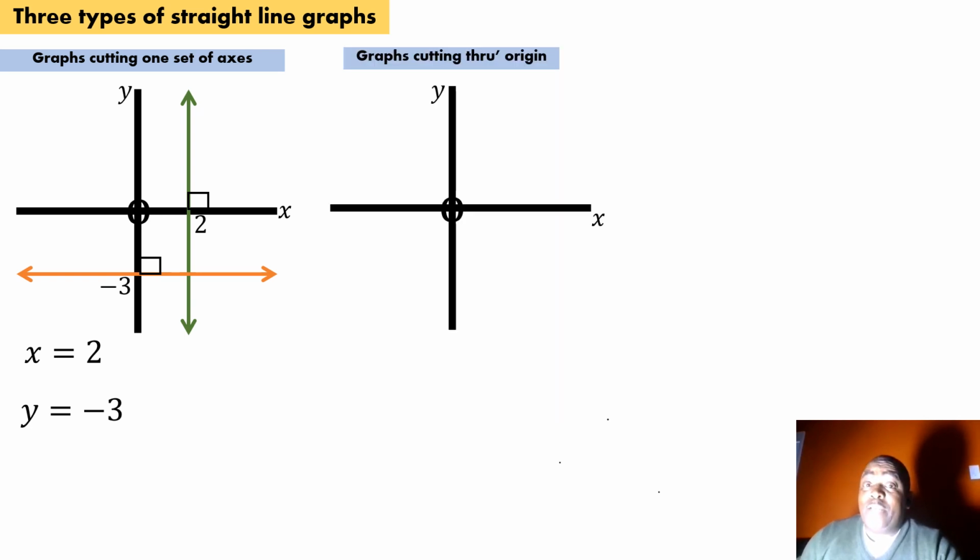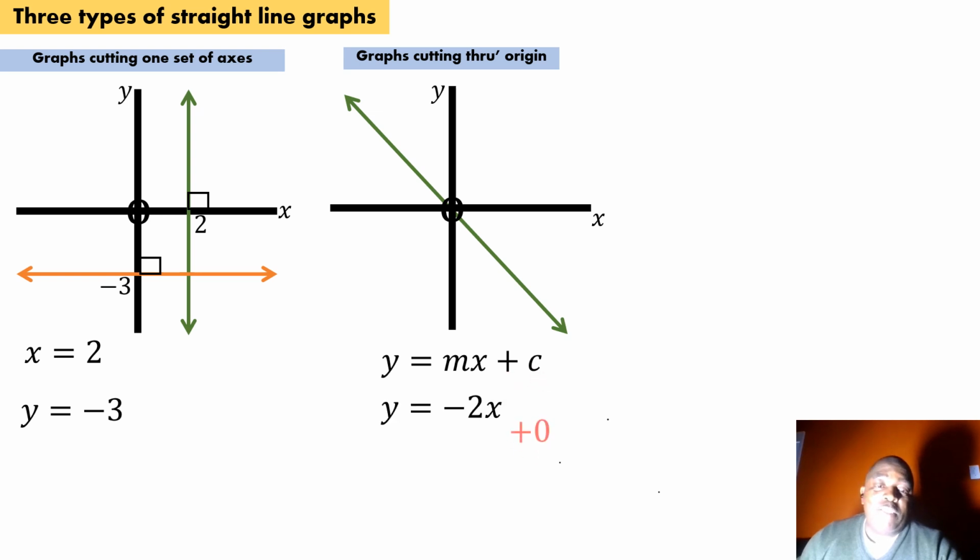Then you've got graphs that cut through the origin. Now here you will see the equations have both the x and the y terms because the graph is cutting both the x and the y-axis. But because the graph is cutting through the origin, the value for c, which is your y-intercept in the standard form, is 0. So that graph has not shifted away from the origin, and when you look at the equations, only the y and the x term appear and nothing else, and that means the graph is cutting through the origin. And we'll talk about how to sketch those.